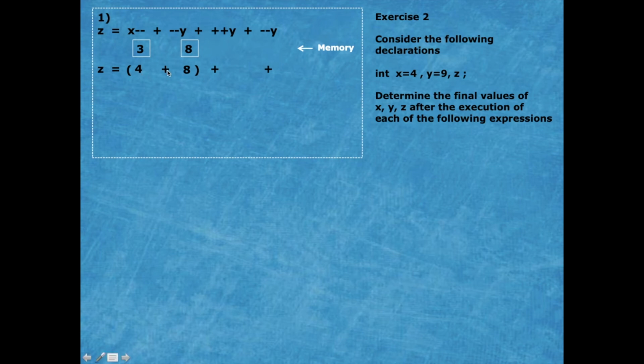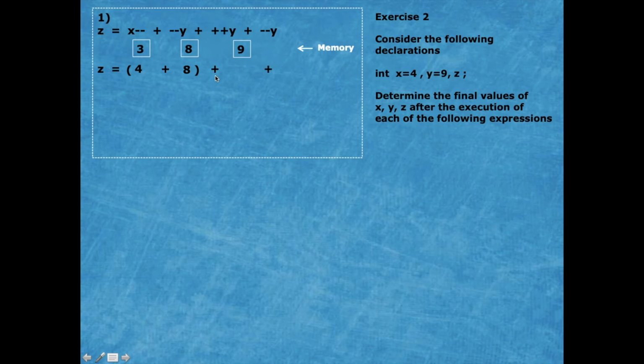Now this value will not change, okay? Also keep in mind at this stage x is 3, y is 8, and now we move further towards right. Now y is equal to 8 plus y, so this is pre-increment. So now what happens is y gets incremented in the memory. Again, don't forget there is addition to be done here.